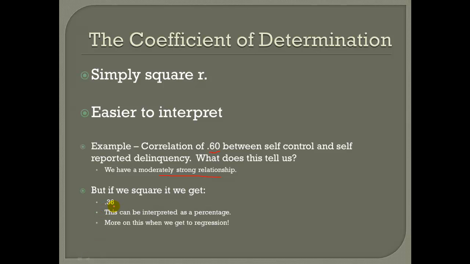Well, we get 0.36. And what's good about the coefficient of determination is that you can interpret it based on a percentage. We could basically represent this as self-control explaining 36% of the variance in self-reported delinquency. So it's a bit more relatable as far as interpretation. We don't need to worry too much about that for this unit, but it'll come back when we talk about regressions.